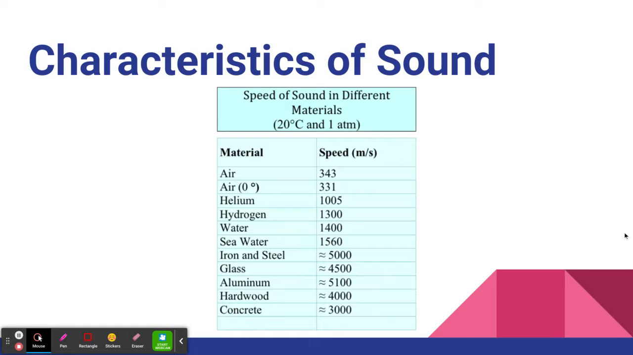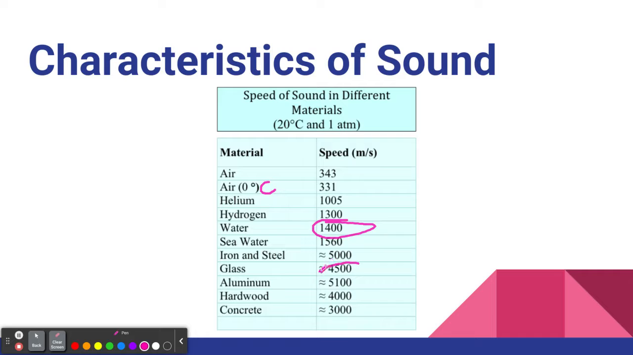So here's the speed of sound in different types of mediums. Here's air at 0 degrees Celsius, so there should be a little C right there, for Celsius. Then helium, hydrogen, and water. In water, sound roughly travels through at 1,400 meters per second.